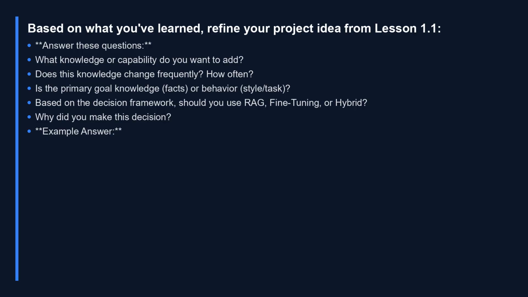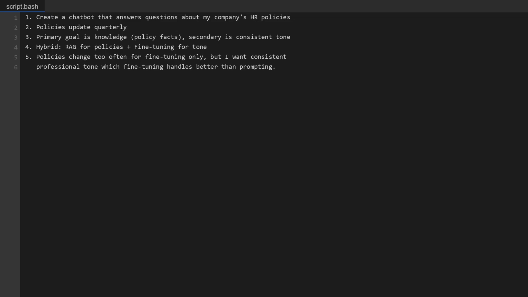Here's an example answer to show what this looks like in practice. The project is an HR policy chatbot. Policies update quarterly, so a purely fine-tuned model would go stale. But the tone needs to be consistently professional, something RAG alone can't guarantee. The decision is hybrid. RAG retrieves current policy documents at query time, ensuring factual accuracy even after updates. Fine-tuning establishes the professional tone and communication style that should remain constant regardless of which policy document gets retrieved.